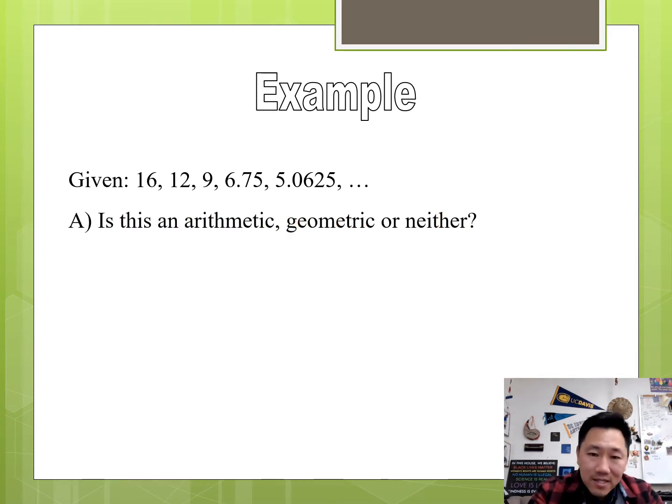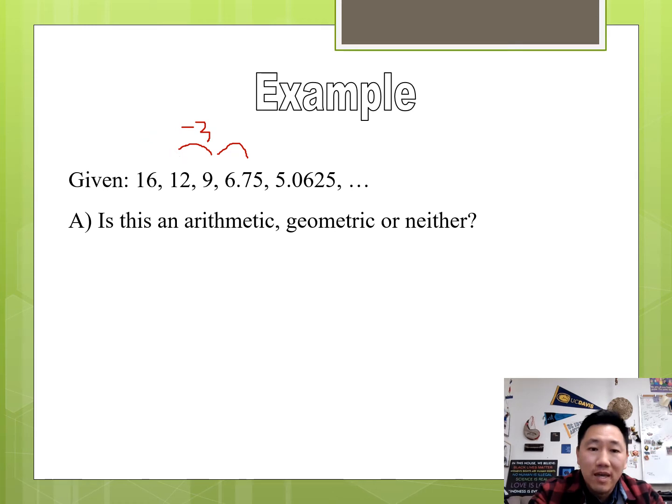All right, let's do an example. Is this an arithmetic sequence, or is it a geometric sequence, or it might be neither? So you're going from 16 to 12 to 9, so it's going down. Are we subtracting? Let's see, 16 to 12, that is minus 4. And then from 12 to 9, that is minus 3. And then from 9 to 6.75, that's something else. So it's not arithmetic. We're not subtracting anything that is consistent.